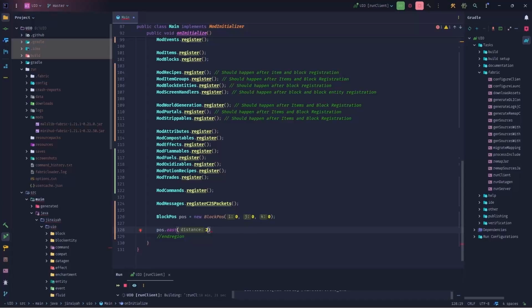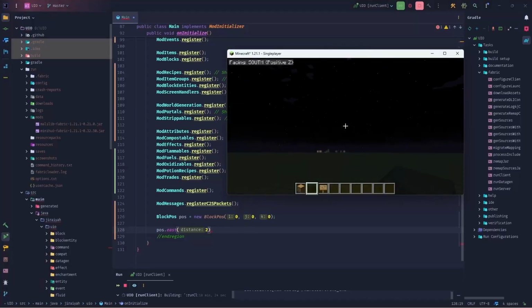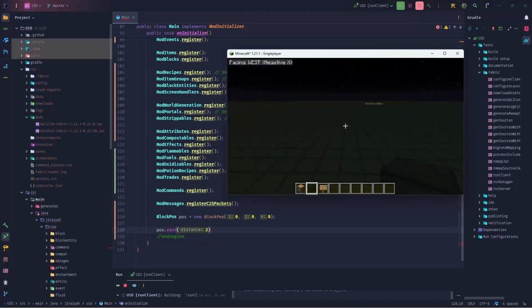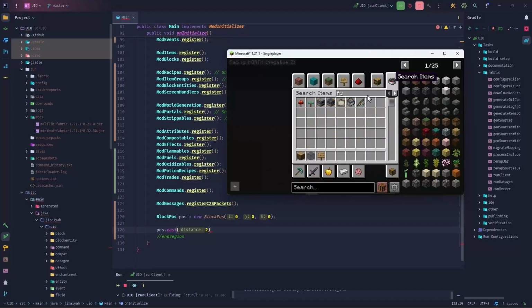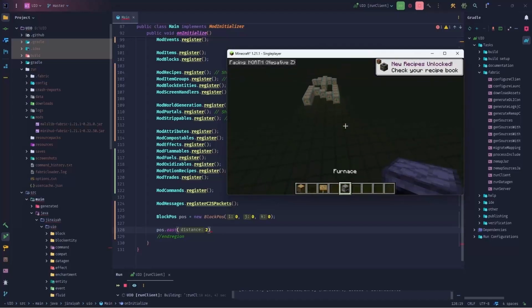If I want to mimic it, in the case of a block that is looking at north direction, let's see, let's put a furnace. Right now, my furnace is looking at north, okay? So this is my furnace.